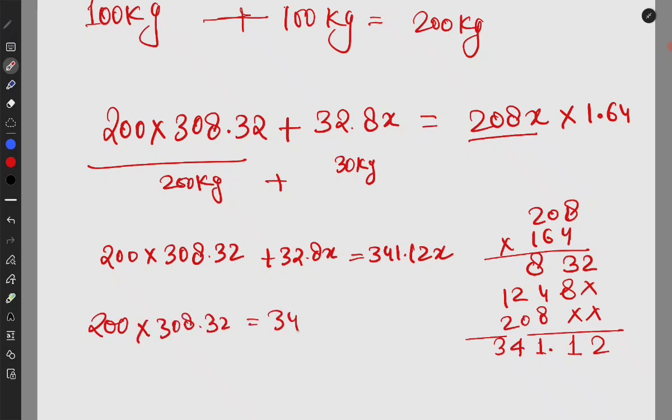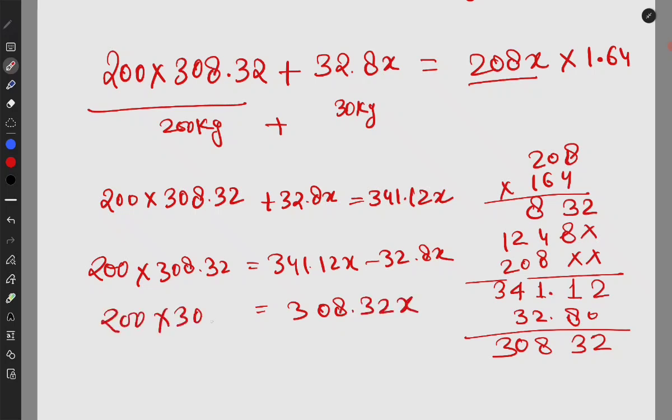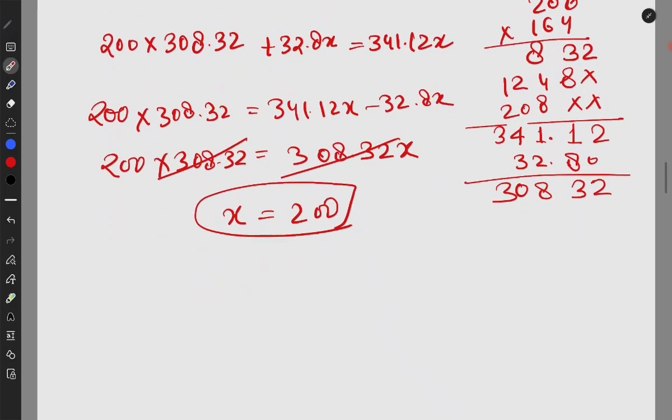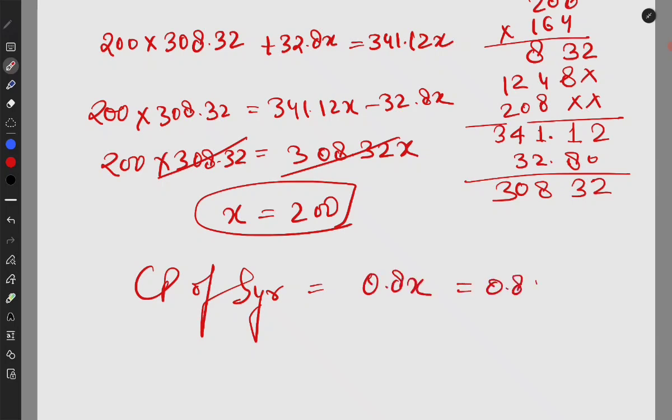308.32 is equal to 341.12x minus 32.8x. Now if you solve this through, you will get 200 into 308.32 equal to 308.32x. Now this got cancelled out, so we get the value of x as 200. Now they were asking for the cost price of syrup. The CP of syrup was 0.8x. So 0.8 into 200, that will give us 160 rupees. So the answer of this question will be 160. Now let's see the next one.